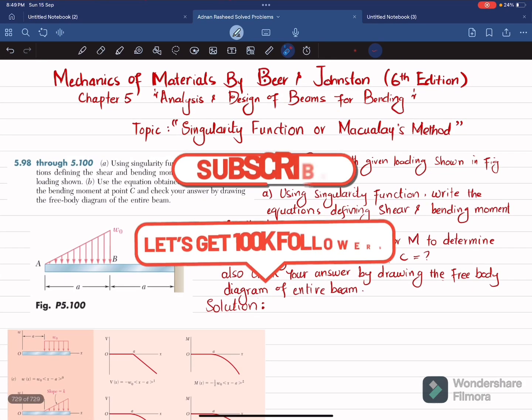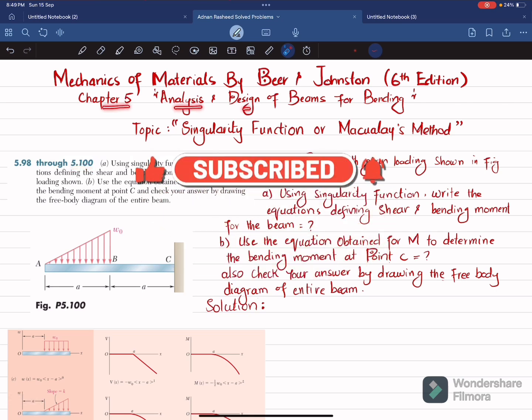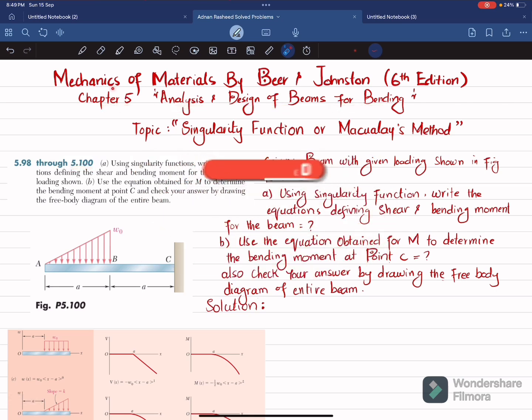Welcome back. Problem 5-100. This problem is taken from chapter number 5, Analysis and Design of Beam for Bending, and book name is Mechanics of Material by Beer and Johnson, 6th edition. The topic is singularity function or Macaulay's method. So statement is using singularity function, write the equation defining the shear and bending moment for the beam and loading shown. And in part B, use the equation obtained for M to determine the bending moment at point C, and check your answer by drawing the free body diagram of entire beam.